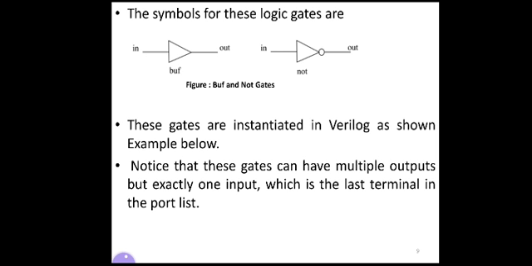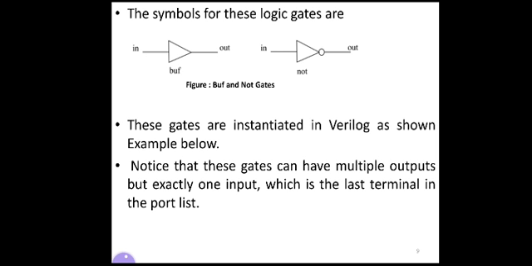The first one is the buffer and the second one is the NOT. Observe carefully what is the difference between these two. That is a bubble. For the buffer there is no bubble, whereas the NOT gate, as you know, has a bubble. So these gates are instantiated in Verilog as shown in the next slide.